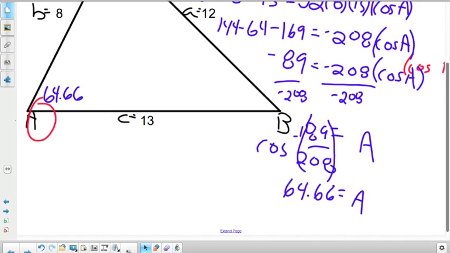So we need to be given all three sides. Now we can figure out an angle. So let's go on to angle B. Do the same thing. Take your cosine law.